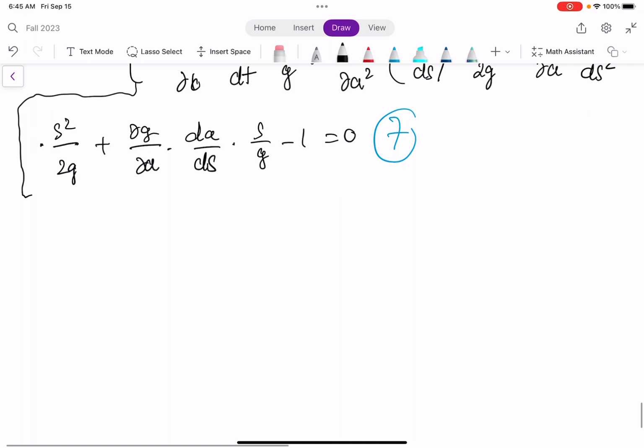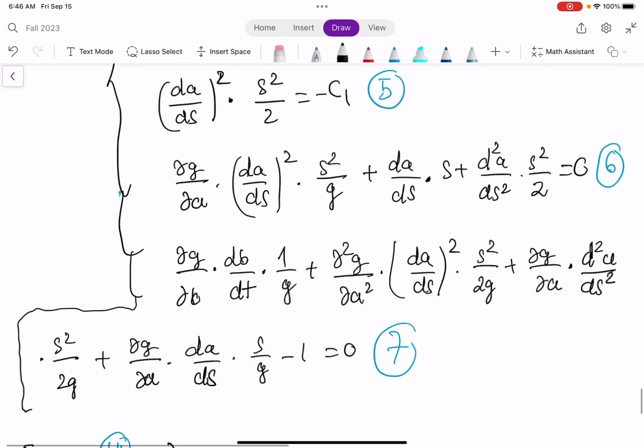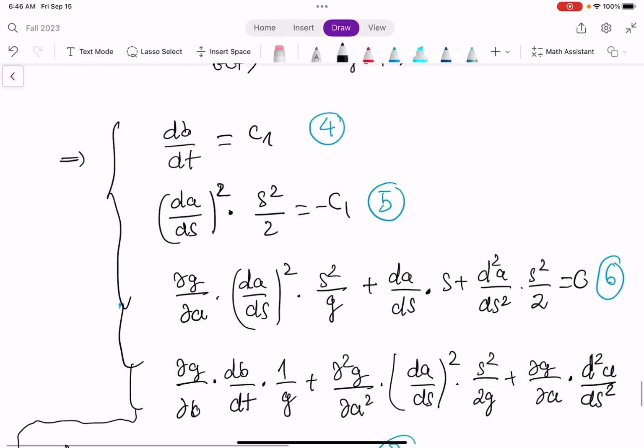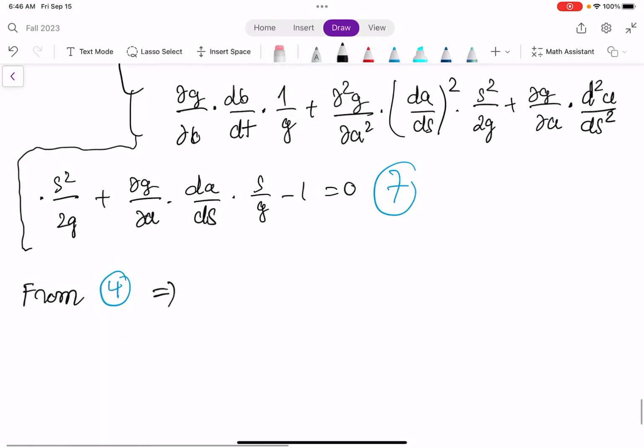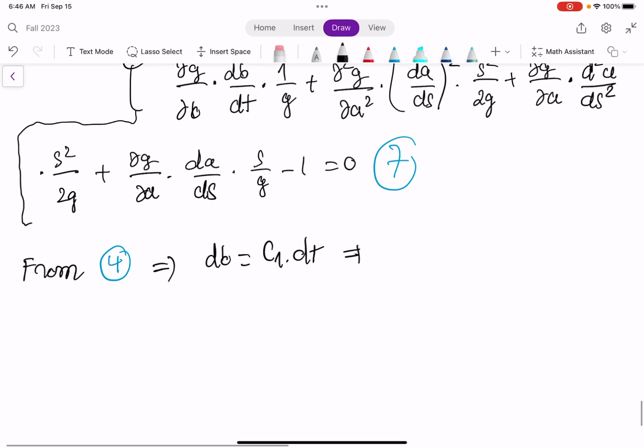If you notice, from equation 4, what will happen? Equation 4 is just like a basic normal differential equation, right? If you integrate both sides, if you rearrange a bit, you get db equal to c1 times dt. And if you integrate both sides, you get b equal to c1 times t plus c2.